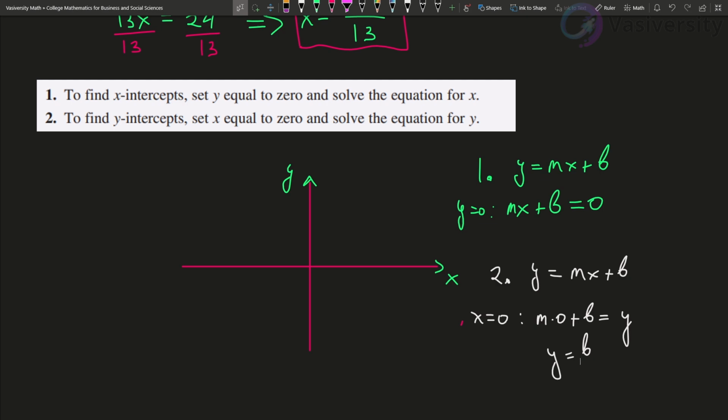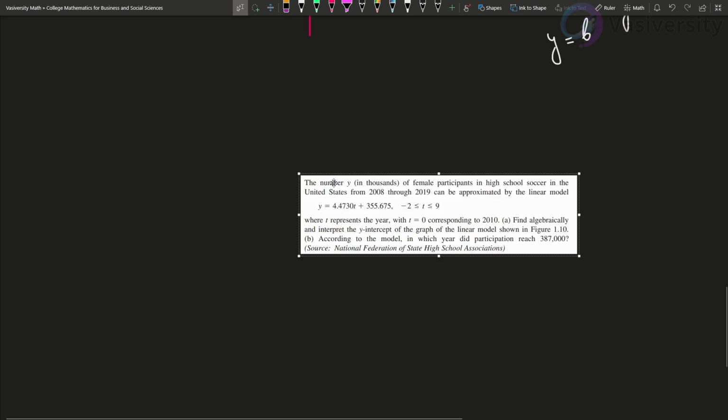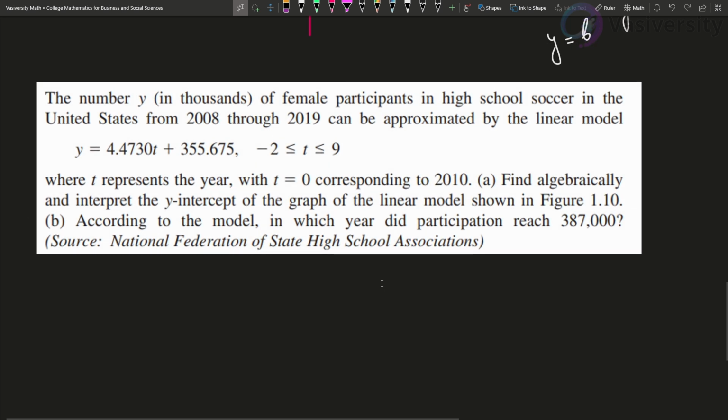Okay, so now let's take a look at one of the examples, one of the applications of how we can actually apply a number line and linear equations. Here is a problem from the book. The number y, in thousands, of female participants in high school soccer in the United States from 2008 through 2019 can be approximated by the following linear model.